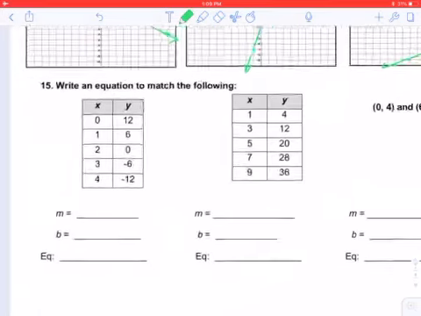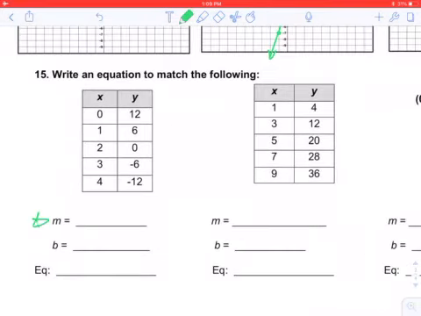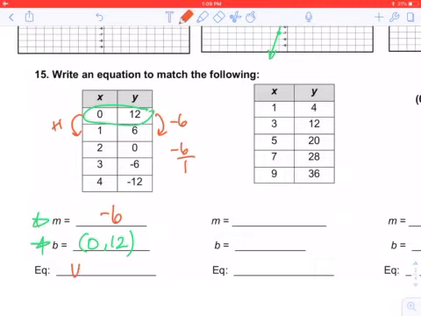So number 15. Write an equation to match the following. Again, we need the slope and we need the y-intercept. Well, the easiest part would be the y-intercept, the b, because it's always just the 0, right? (0, 12). Easy to find. The slope, though, is where you have to do your little loop-de-loops, right? So 12 to 6 is minus 6. 0 to 1 is plus 1. I could keep comparing if I wanted to, but I'm pretty sure that's the slope, so I've got negative 6 over 1. So my equation would be y equals negative 6x plus 12.